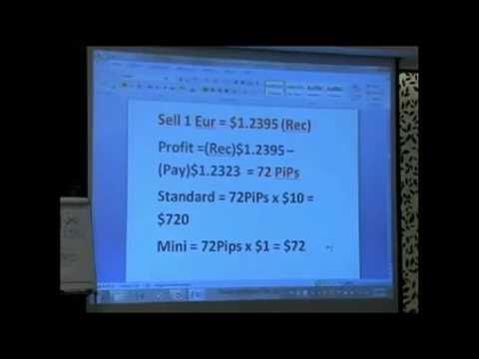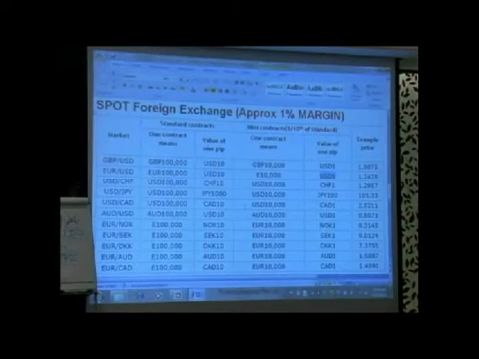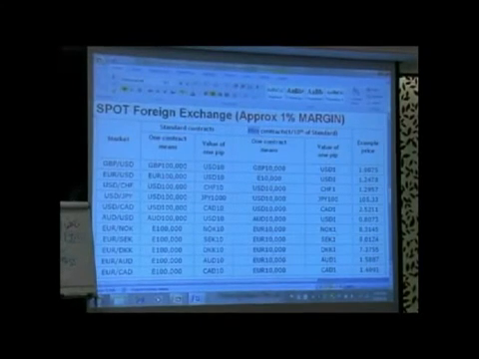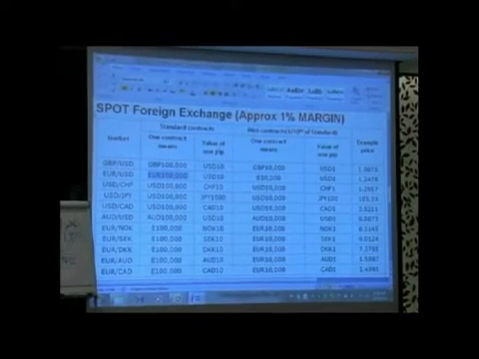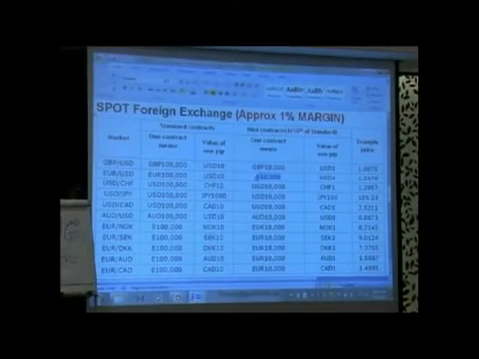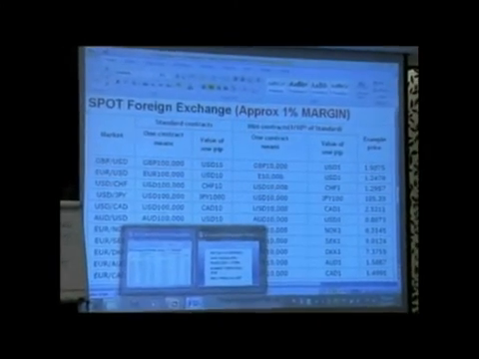Now we have calculated our profits. What do we need to calculate now? We need to calculate to make this profits how much investment we need to do, correct? So for investment, that entirely depends on, once again, whether we are doing standard or mini. For a standard contract for euro, we need 100,000. For mini contract, we need 10,000. So we have already done that calculation, correct, earlier?